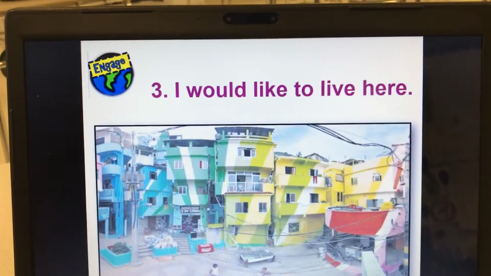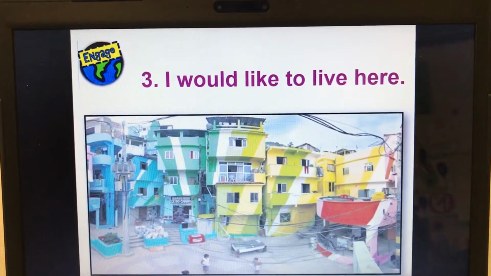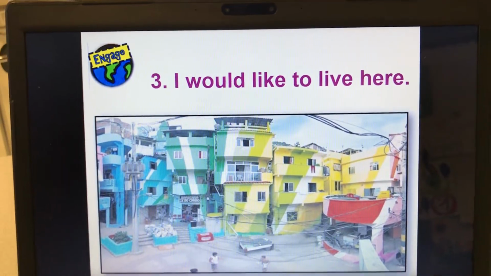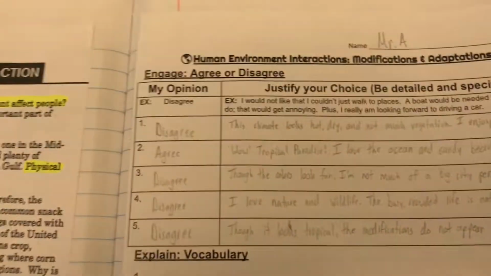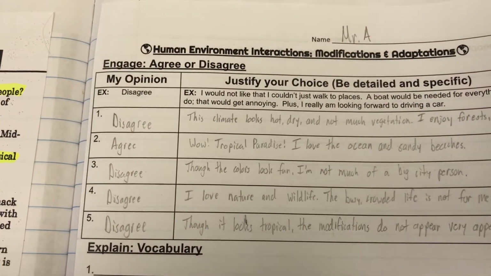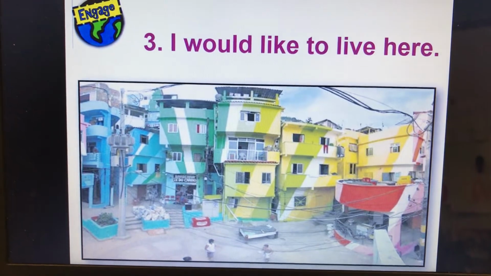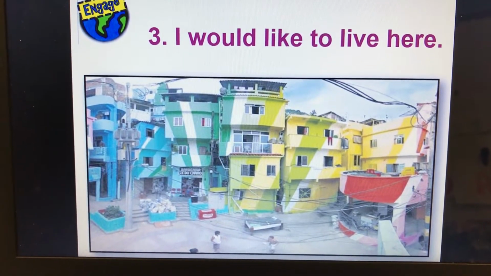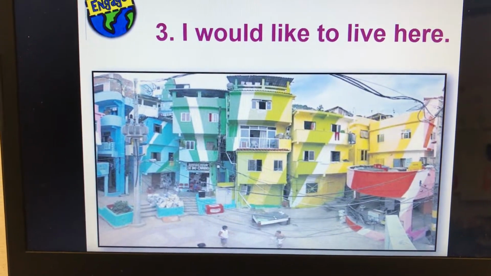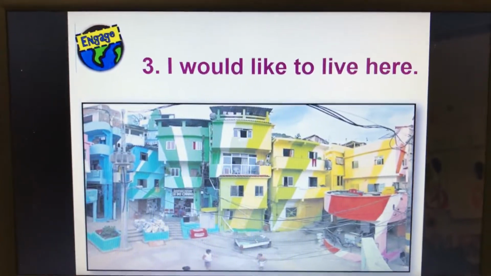I would like to live here. Agree or disagree? Well, in this one, even though it's pretty colorful, Mr. A is going to have to disagree because I'm not much of a big city person, and this kind of looks like a concrete jungle. I don't really see any trees or any sort of vegetation. Looks pretty hot as the young men there are in some tank tops, and I just don't know if that would be the place for me.